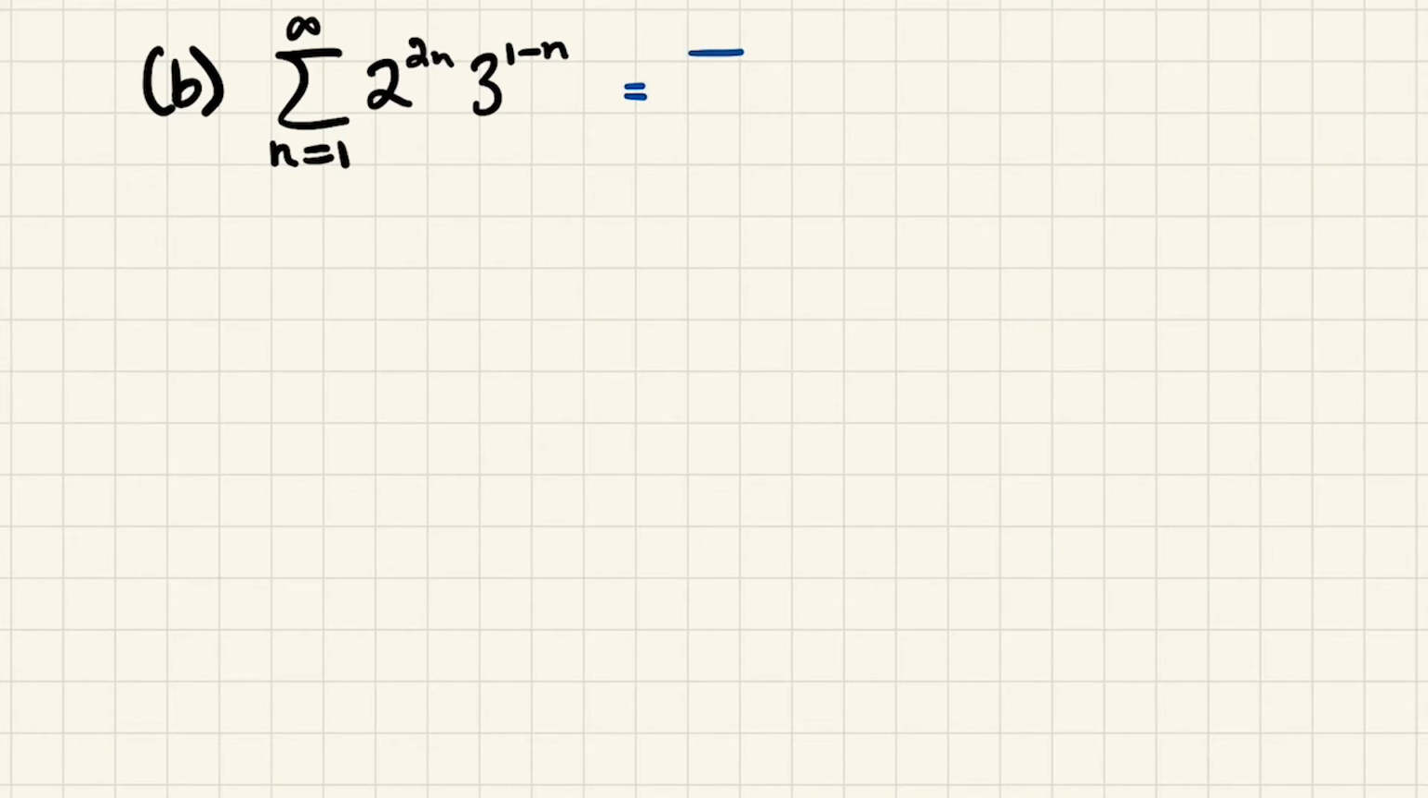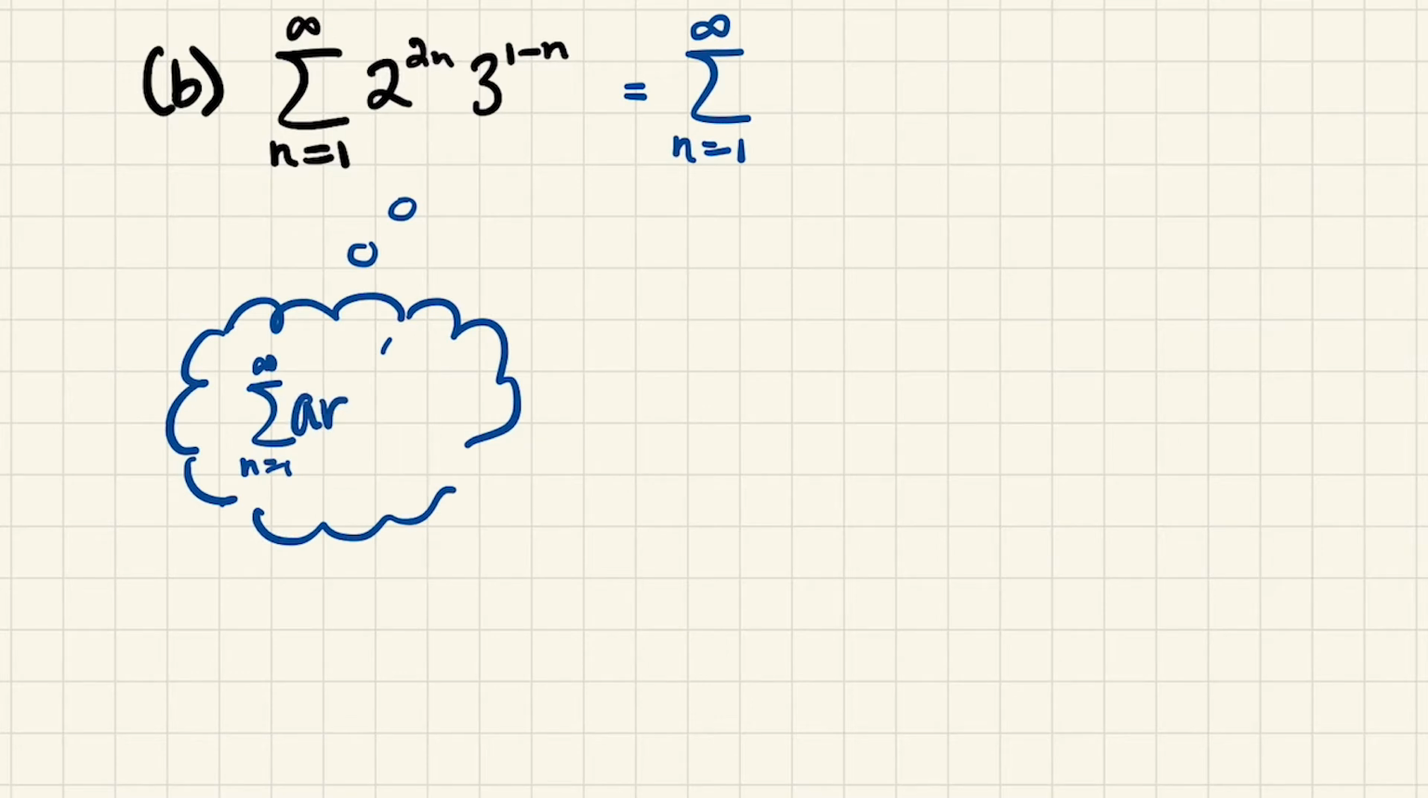However, we could start to play around with this because we know that the form of a geometric series is a r to the n minus 1. So we could kind of force this into that form and see what our r and our a value is. So for instance, 2 raised to the 2n, for goodness sakes, that's just 4 to the n. And 3 to the 1 minus n is 1 over 3 to the n minus 1.